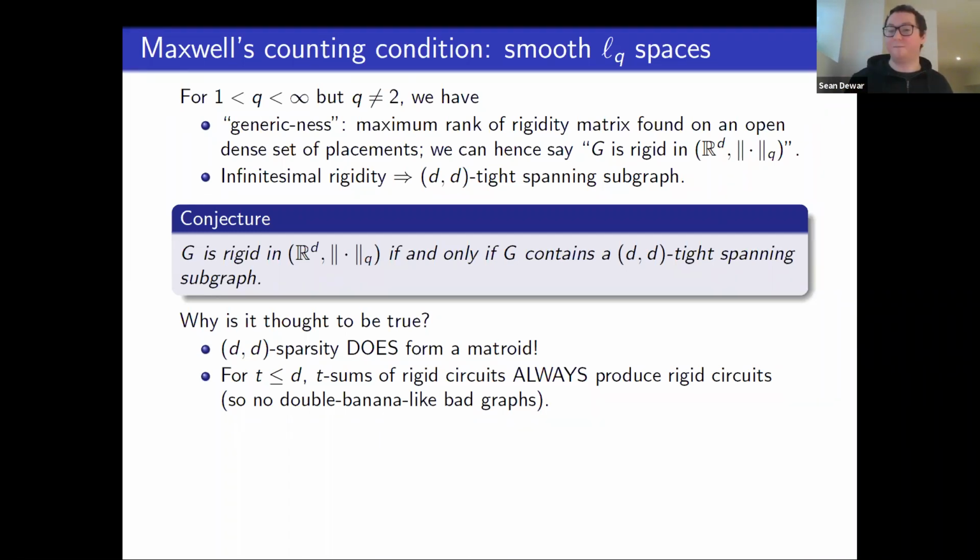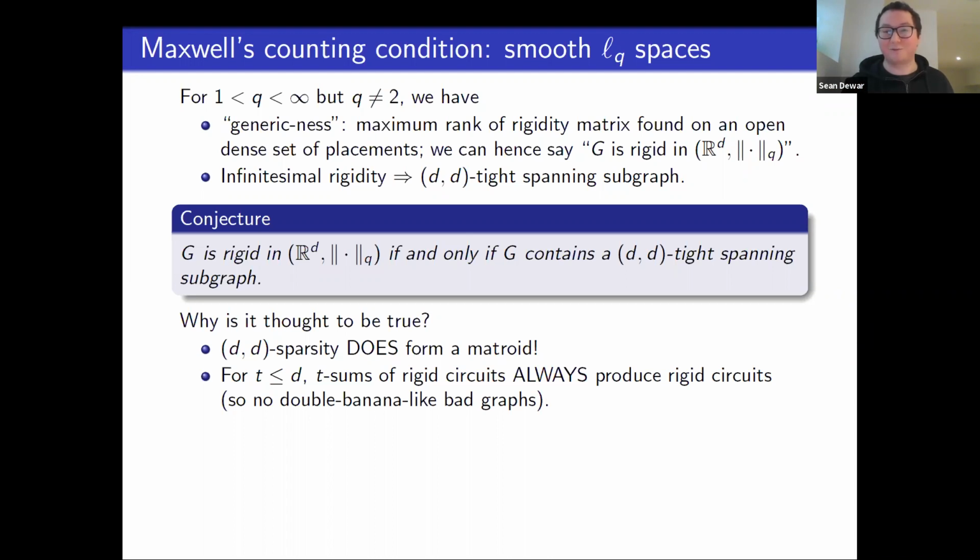This can't happen. In fact, we can create a move called the banana handle, which I won't go into, but it effectively involves gluing a K5 minus an edge anywhere on your framework, and it will still be rigid. You can do stuff like this. So double banana-like bad graphs don't exist, and this is why we think it is true in LQ norm spaces.